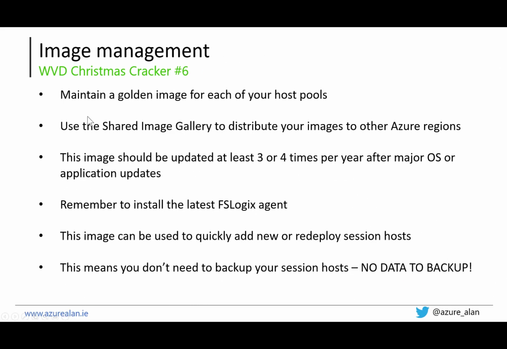Number 6 is image management. So I recommend maintaining a golden image for each of your host pools, and then you can use the Shared Image Gallery. It's a good way just to manage those images anyway, but certainly if you're using multiple Azure regions, it's a really handy way to distribute your images to other regions by replicating those images directly into other regions automatically. This image should be updated probably 3 or 4 times a year after major OS updates, feature releases or any big application updates you do.